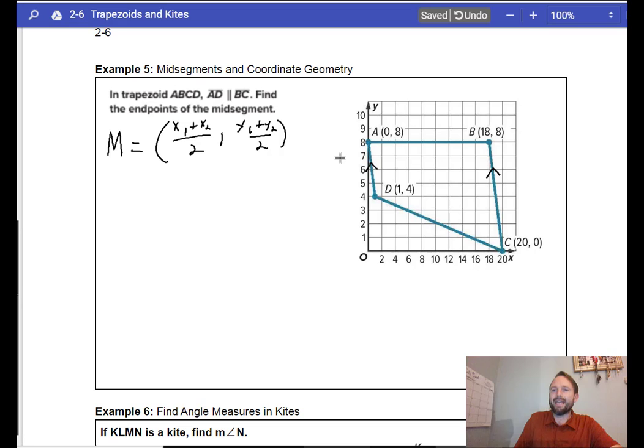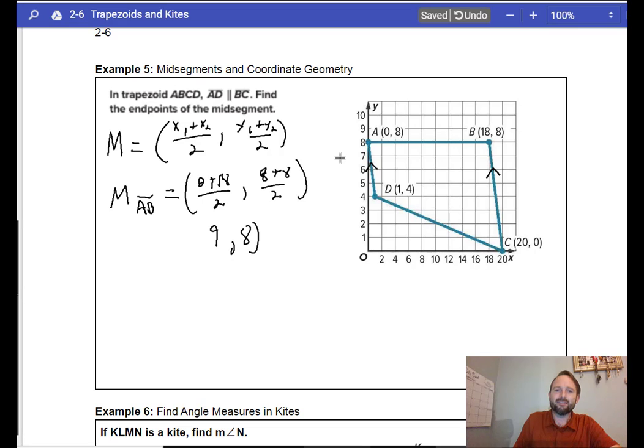So let's do that for AB. The midpoint of AB would equal (0 plus 18) divided by 2, and then (8 plus 8) divided by 2. I wonder what that's equal to. So 18 divided by 2 is 9, 16 divided by 2 is 8. So this would be at (9, 8) right here.